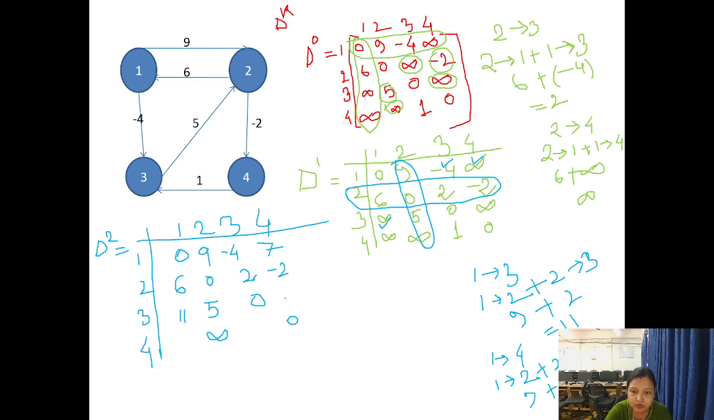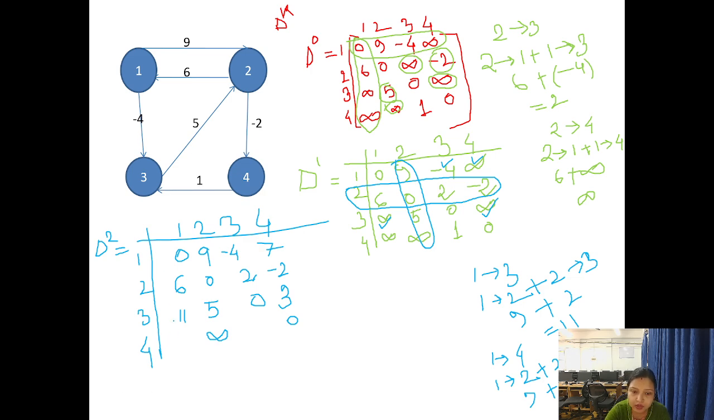Similarly, 3 to 4. So for 3 to 4, it will be 3 to 2 and 2 to 4. So 5 plus minus 2, that is 3. And earlier it was infinity, so we will update with 3.